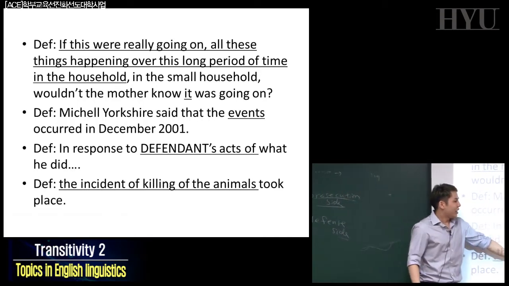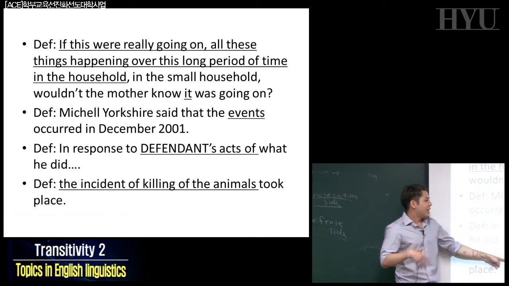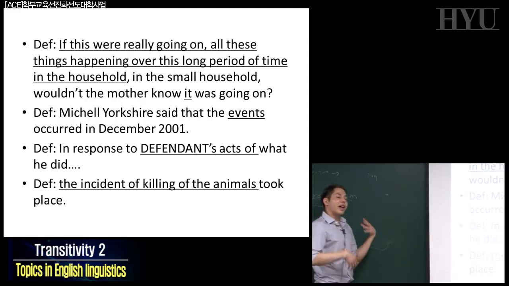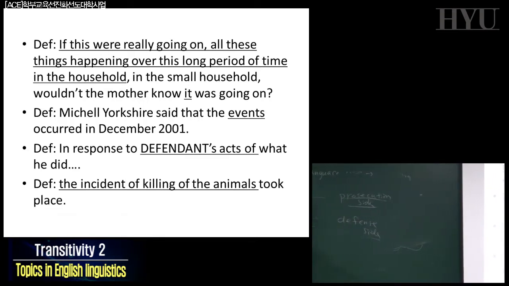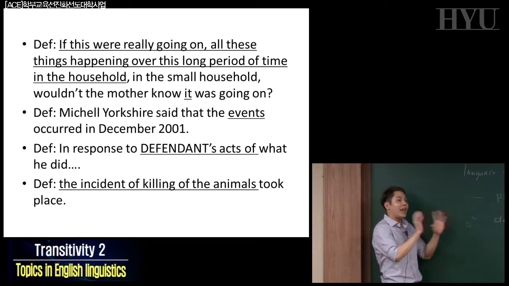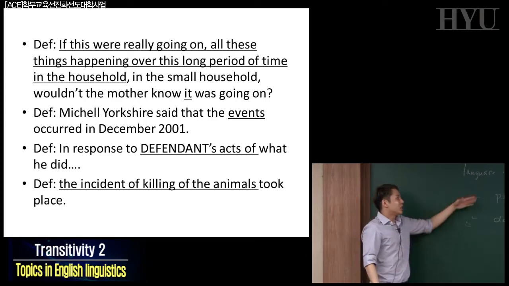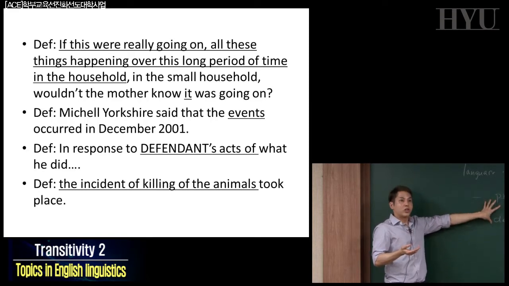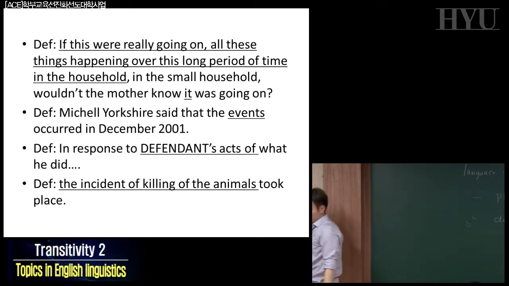The incident of killing the animal took place. The incident of killing the animal, who did it? Where's the agent? It's gone, right? So you can see that this is a different strategy to background the agent, right, and the responsibility. So you can see that they choose their linguistic choices according to their goals, right, in the trial.